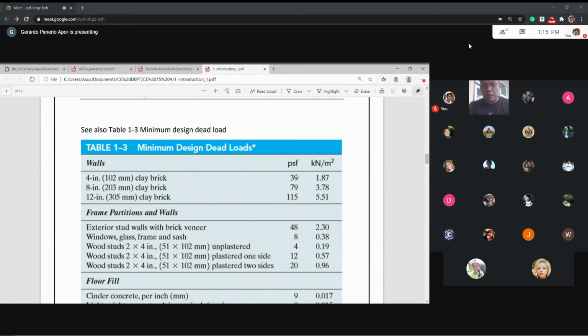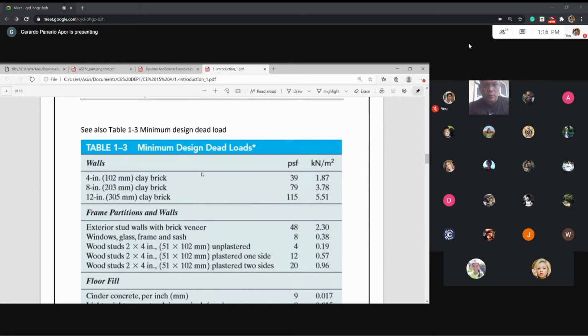English is what we call the first unit. Speaking about units, there are many units, metric and English. So, this is the equivalent in kilopascal, 1.87 kilopascal. Then 3.78 for a thicker one; imagine 12 inch.